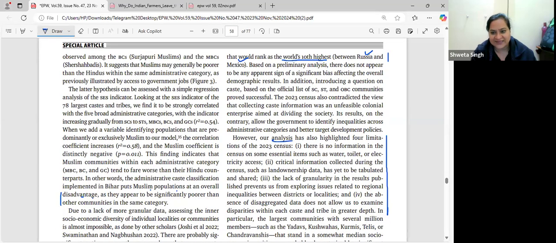The analysis has highlighted 4 limitations in this census. First, there is no information related to this, I hyphenated that. Second, critical information collected during the census, there is land ownership, that also has not been tabulated yet. After that, the lack of granularity in the results published prevents us from exploring issues related to regional inequalities between districts and localities. So another thing we have to take is granularity, the finer details. That finer detail is not there.